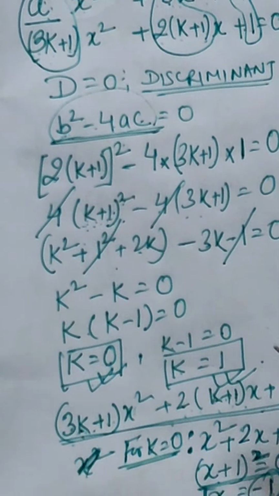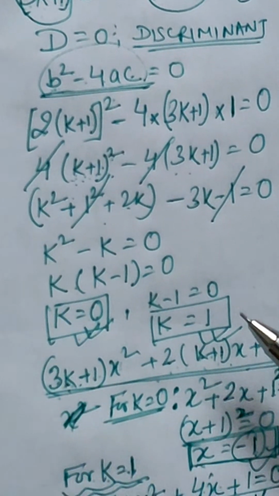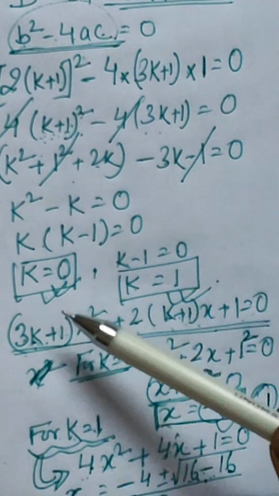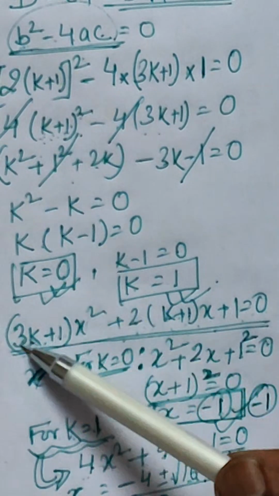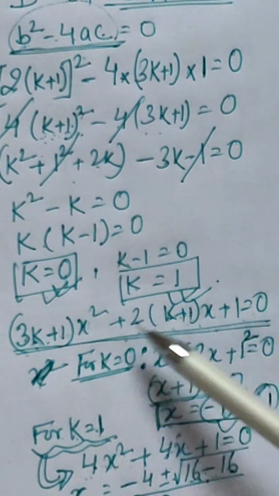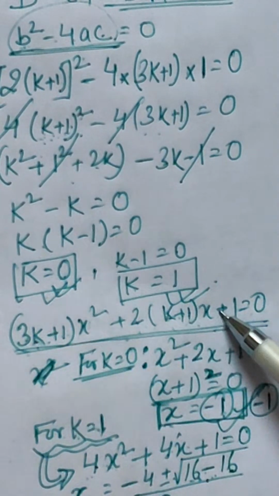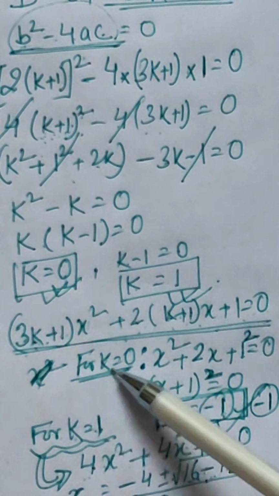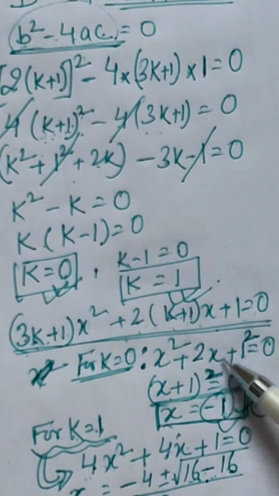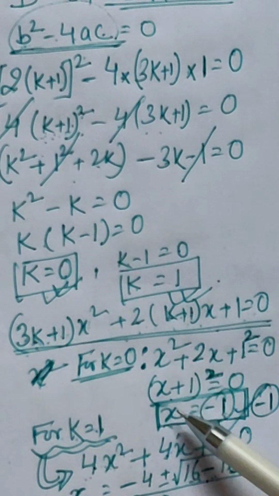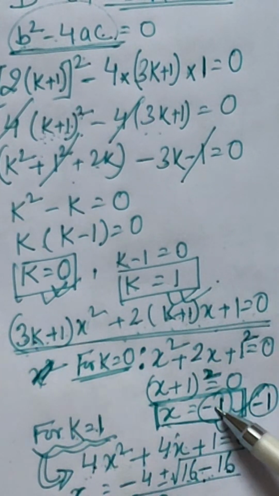And now the second part of the question, which was not asked of you, but we are solving it. For k equal to 0, the given quadratic equation will turn into x square plus 2x plus 1. So just find out the roots. The root comes as x equal to minus 1.